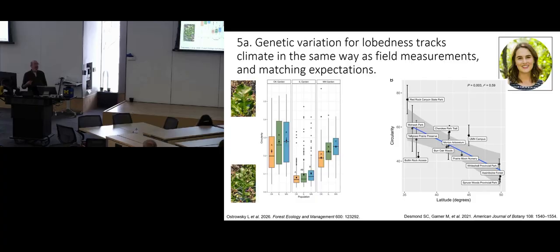Similarly, genetic variation for leaf lobedness, how lobed a tree is, tracks climate in the same way as field measurements and matching expectations. In other words, we see more lobed leaves among the Oklahoma trees than we find among the Minnesota trees.